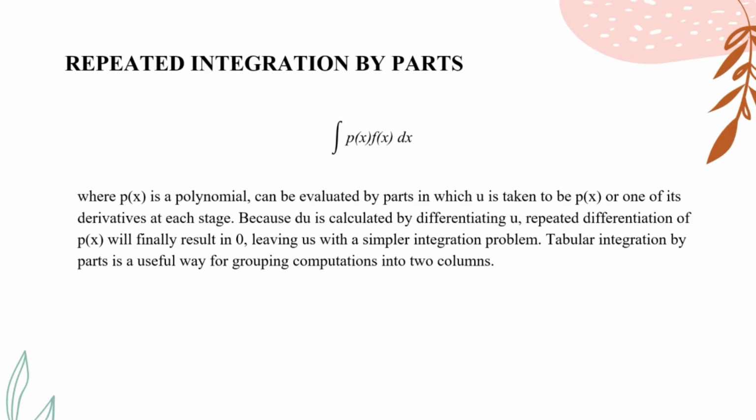The integral in the form integrate p(x) f(x) dx, where p(x) is a polynomial, can be evaluated by parts in which u is taken to be p(x), or one of its derivatives at each stage. Because du is calculated by differentiating u, repeated differentiation of p(x) will finally result in 0, leaving us with a simpler integration problem. Tabular integration by parts is a useful way for grouping computations into 2 columns.